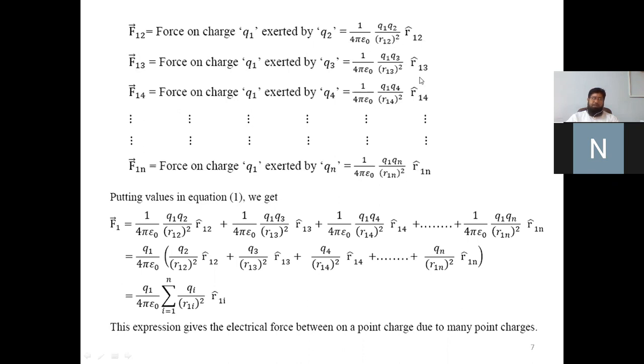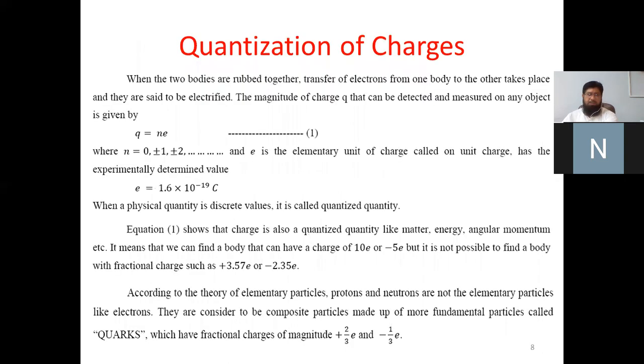This is written here. Similarly, if we add up all the forces, the total force is the force due to charge Q2, plus force due to the charge Q3, plus force due to the charge Q4, up to the force due to the charge Qn. So this summation notation indicates the total force on the charge Q1 due to all charges. So generally, the force is a vector quantity.